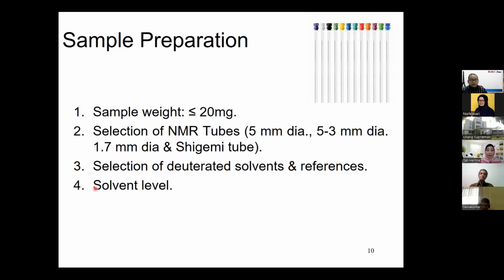So now the last one is the solvent level. Usually I tell my students to prepare a solvent height in the NMR tube of only around 4 centimeters. It's enough for the probe and magnetic field during the measurements. But if you put in more than 4 centimeters, first you have to consider the cost, because we have to pay more for the CDCl3 or deuterated solvent. The second is that the solvent is diluted. If the solvent is diluted, you need more time for measurements.